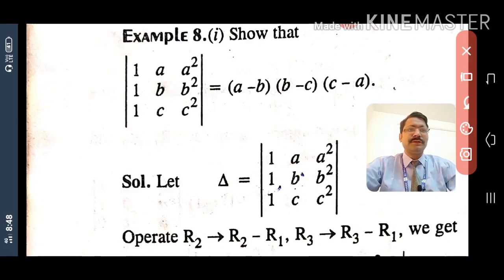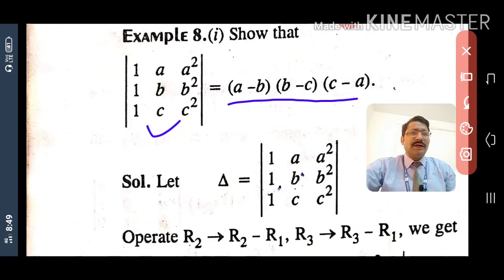First you watch all this video, and then you try to do it yourself and check from the video again whether you have corrected it or not. So look here, this question: first row is 1, a, a square; second row is 1, b, b square; third row is 1, c, c square. And here you have to prove this is equal to (a minus b)(b minus c)(c minus a). So look here how we can prove this.